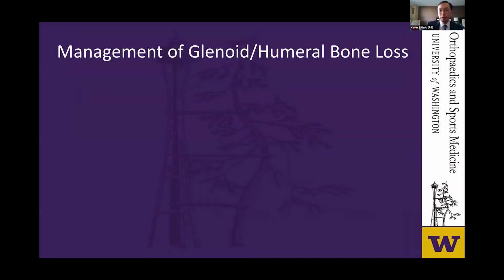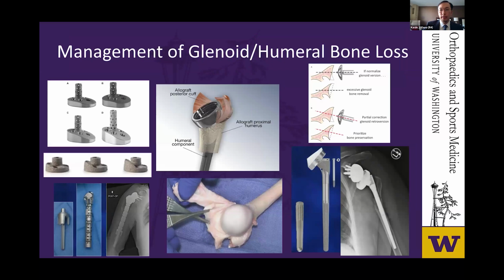And while there are many potential problems that can arise from glenoid and/or humeral bone loss in shoulder arthroplasty, there are many techniques and approaches for addressing these problems. And with that, I'll hand it off to Dr. Khoo to show us his approach to tackling these various challenges.